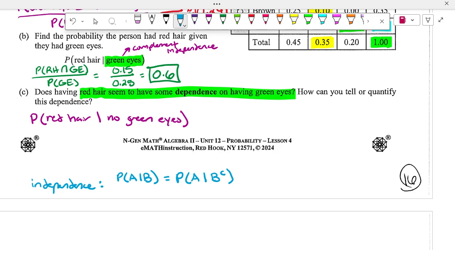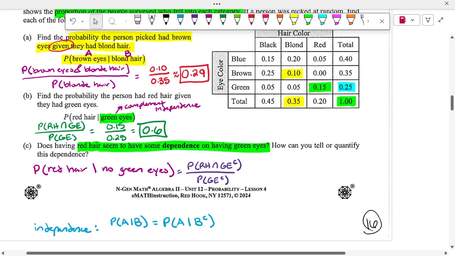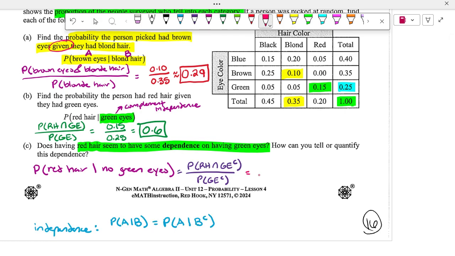Okay, so that means I have to find the probability of red hair and no green eyes, the green eyes complement, over the probability of them not having green eyes. So what's the probability of them not having green eyes? Yeah, it's 0.75 if they don't have green eyes. That's the denominator. How did you get that? Because it's 1 minus 0.25.